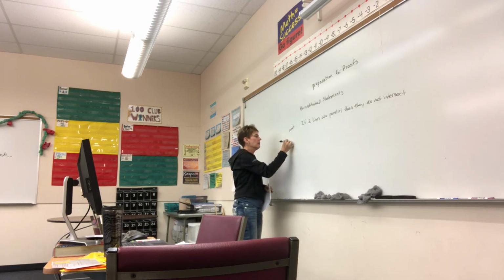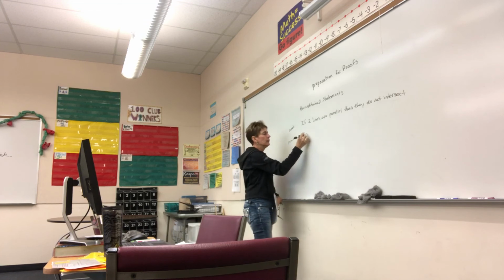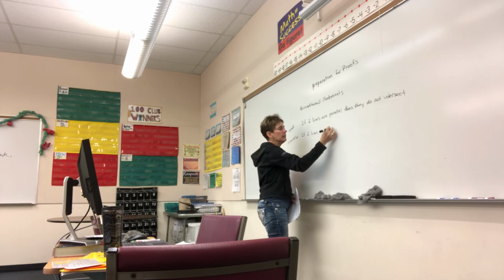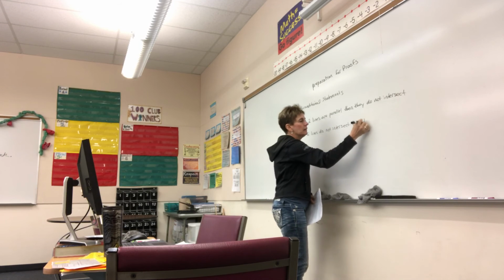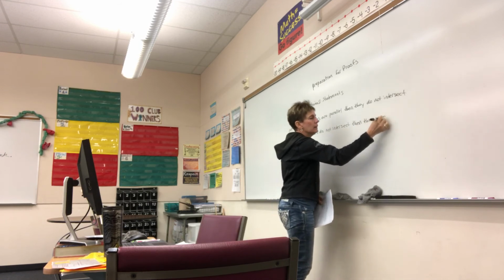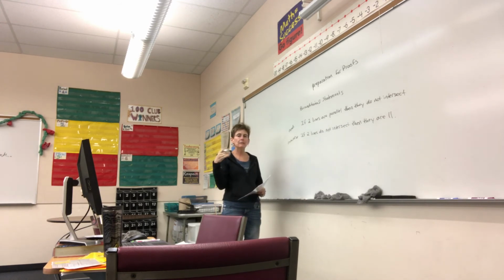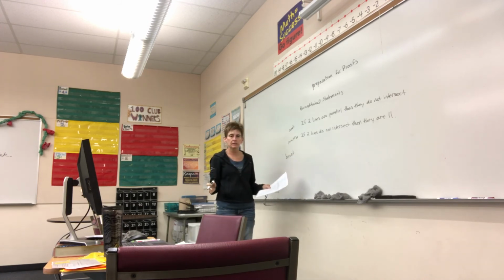Now, let's see what the converse would be. We need to flip the order. If two lines do not intersect, then they are parallel. So that would be our converse. We have a conditional statement and a converse. I'd like you to take a minute and see if you can write both of those statements in one sentence. So write it in biconditional form. And when we're done talking about this, we'll be done with our video notes.